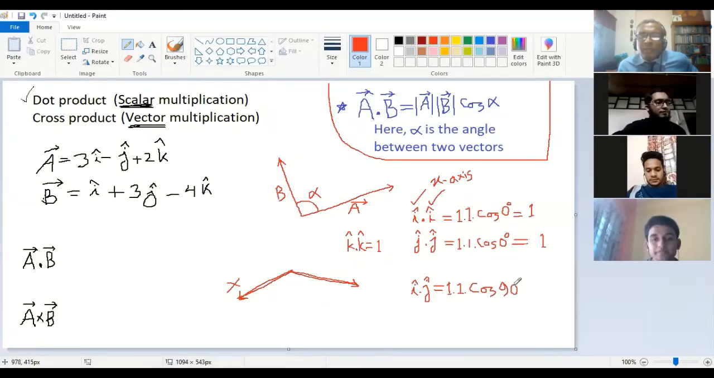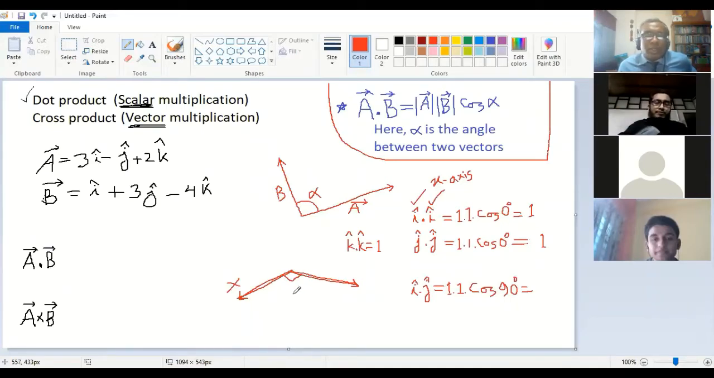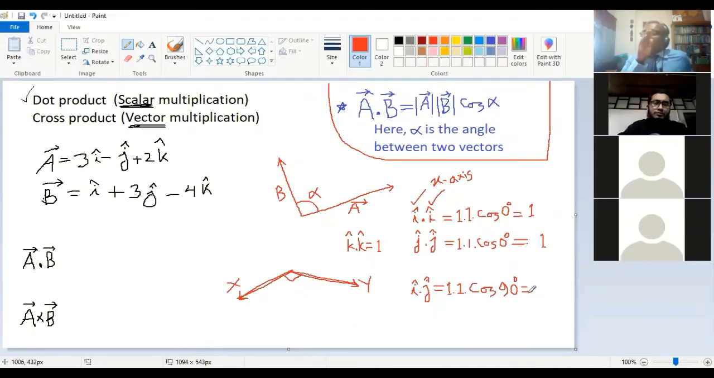Because i is the x-axis and j is the y-axis. They are perpendicular. So the angle between these two axes, one is x, one is y, will be 90 degree. So cos 90 degree, what is that value? 0. Yes. So cos 90 degree is 0. So 1 into 1 into 0. So finally this is 0.